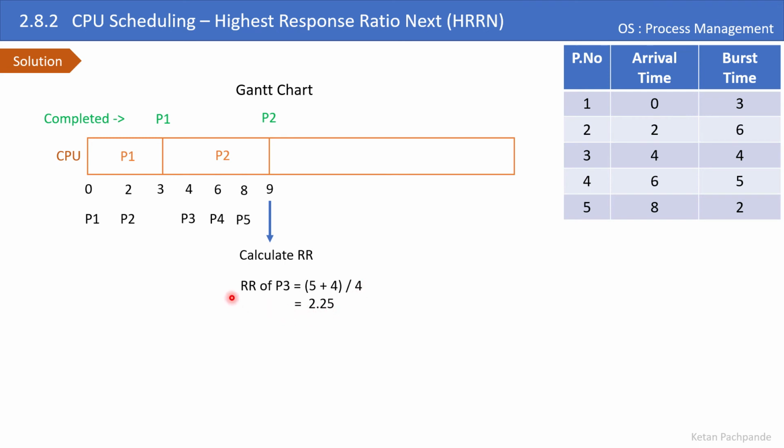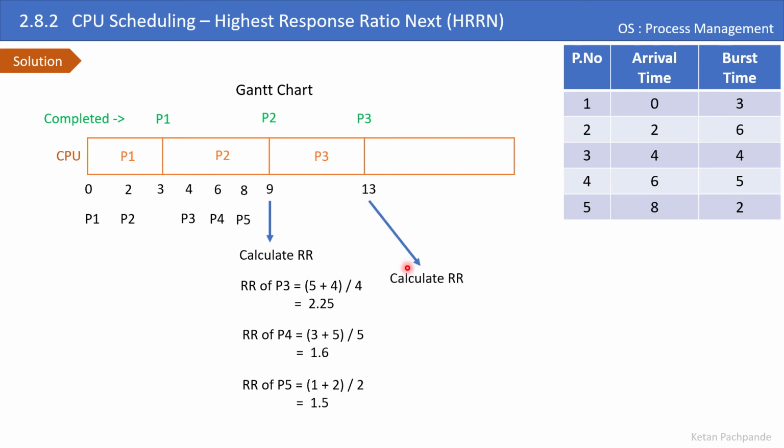Similarly, let me calculate the waiting times of P4 and P5. P4's waiting time, from 6 to 9, is 3 time units, and for process P5, from 8 to 9, it is 1 time unit, and the respective burst times I have given here. So out of these three ratios, I can see that the ratio of process P3 is higher, and that's how I am going to schedule process P3. It will finish at time t is equal to 13, and at time 13 again I have to make a decision among P4 and P5. So let's again calculate the ratio of P4 and P5.